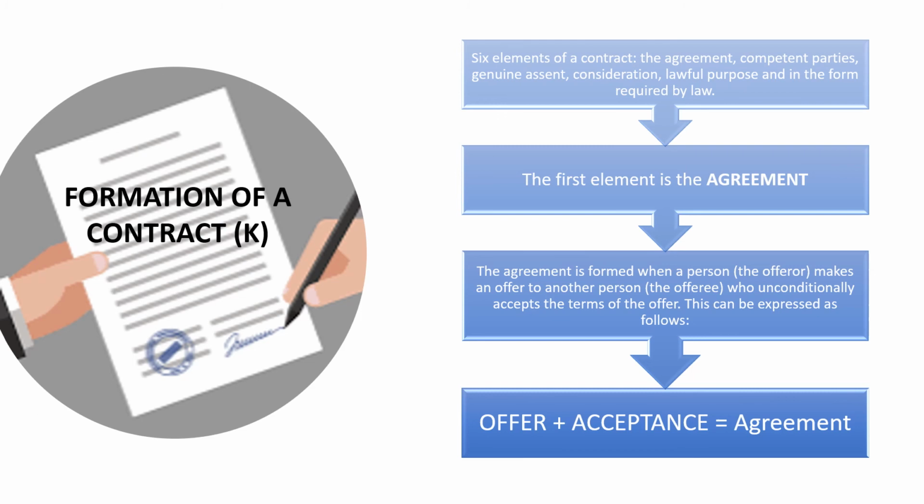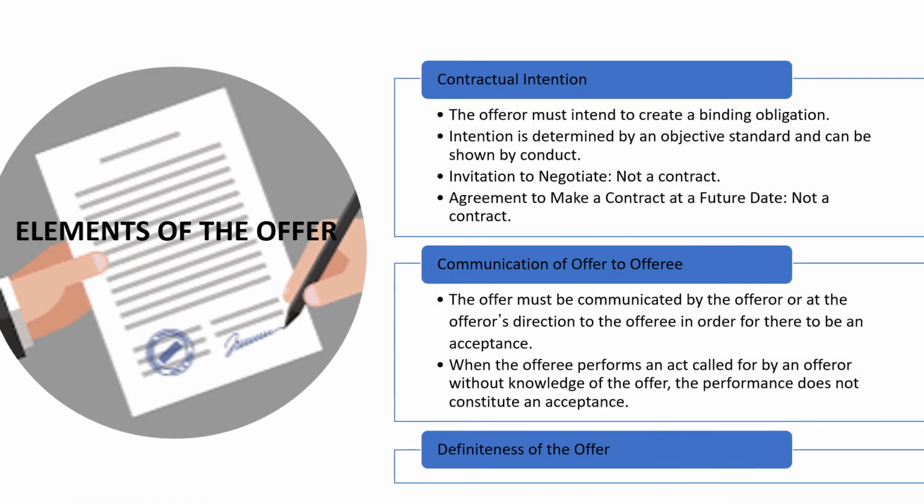And in order to validly accept that offer, you must unconditionally accept the terms that are presented to you. They offer you the textbook for $50, you say you'll buy the textbook for $50. As soon as that occurs, you have an agreement. An offer plus an acceptance equals an agreement. The offer must contain 3 elements. There must be contractual intention, the offer must be communicated to the offeree, and the offer must be definite.